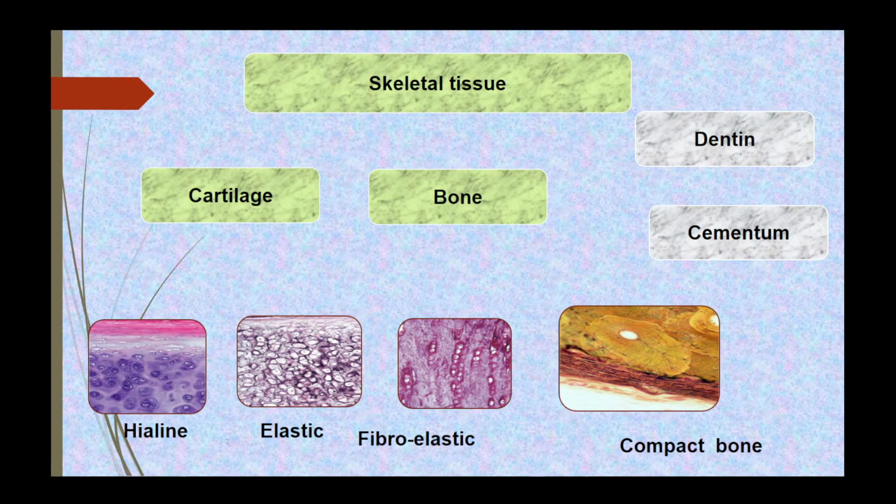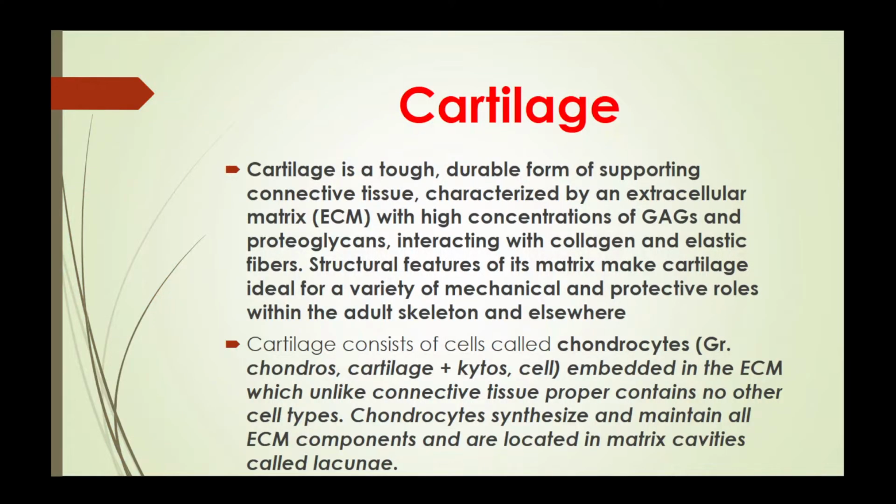The skeletal tissue can be classified into cartilage and bone, as classical skeletal tissue, and the specialized tissues of teeth, dentine, and cementum. All these tissues originate from mesenchyme, but from different sources of mesenchyme, because we know mesenchyme as a precursor tissue that gives rise to the formation of all types of connective tissue, vessels, and of course skeletal tissues also. So we have seen here hyaline cartilage, elastic cartilage, fibroelastic cartilage, and compact bone as examples of these types of tissues. So first, the question about cartilage.